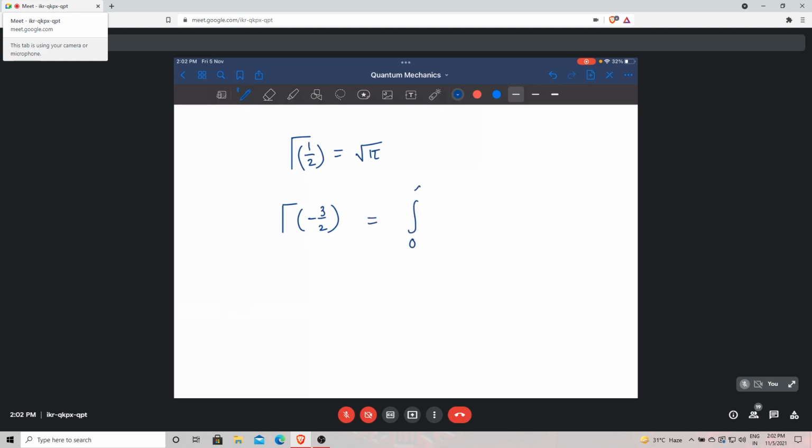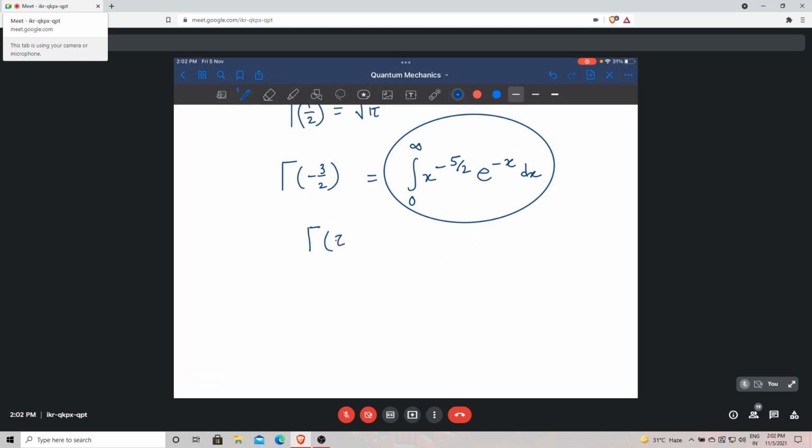Now this integration, e to the power minus x times x to the power of minus 3 by 2 minus 1, this is minus 5 by 2. The gamma function would be the integral of x to the power minus 5 by 2 e to the power minus x dx. This integration diverges. It does not converge. For gamma z, if z is less than or equal to 0, this value is not convergent.